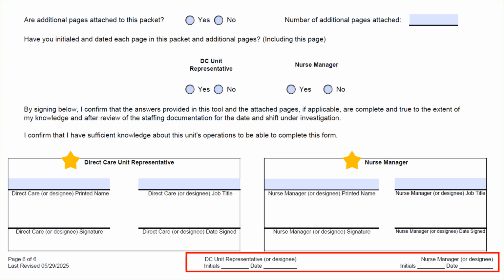At the bottom is the attestation section, marked on this slide with a gold star. This is a space for the direct care representative and nurse manager, or their designees, to provide information about themselves. The two individuals who complete this form print their first and last name and their job titles in the corresponding spaces. They also sign the form and write the date signed, with the date including month, date, and year. The spaces to initial and date the tool will be in the same spot in the footer for each page of the form.